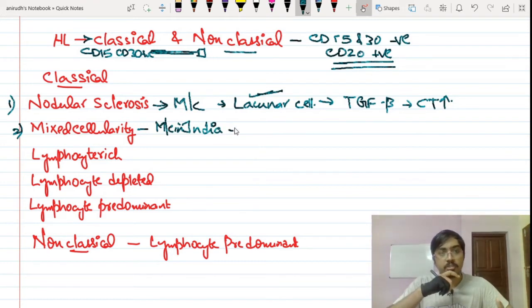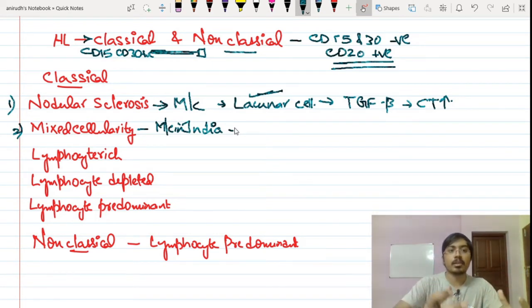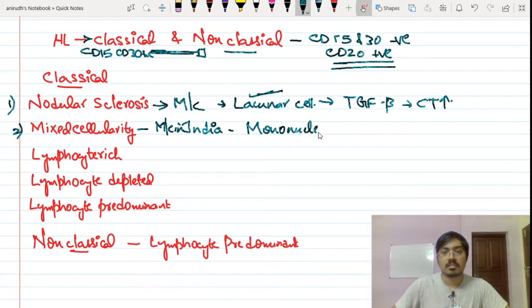Now the point to remember is that here multiple cells can be present. Reed-Sternberg cells can be there, lymphocytes can be there, eosinophils can be there, plasma cells can be there. So there is a mixed cellularity, multiple cellularity will be there, and you will be seeing the mononuclear cells, which is a type of RS cell only, right? Mononuclear cell. Here it was lacunar cell, here it is mononuclear cell.